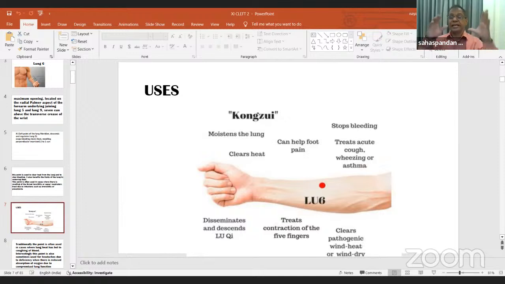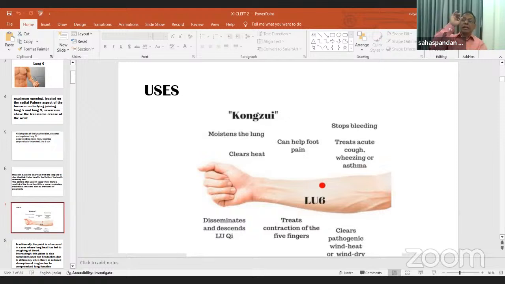So traditionally, the point is always used in case of lung heat that has led to coughing of blood. If there is coughing of blood, while coughing if blood comes, then this point works. This is very important to stop the coughing of blood.